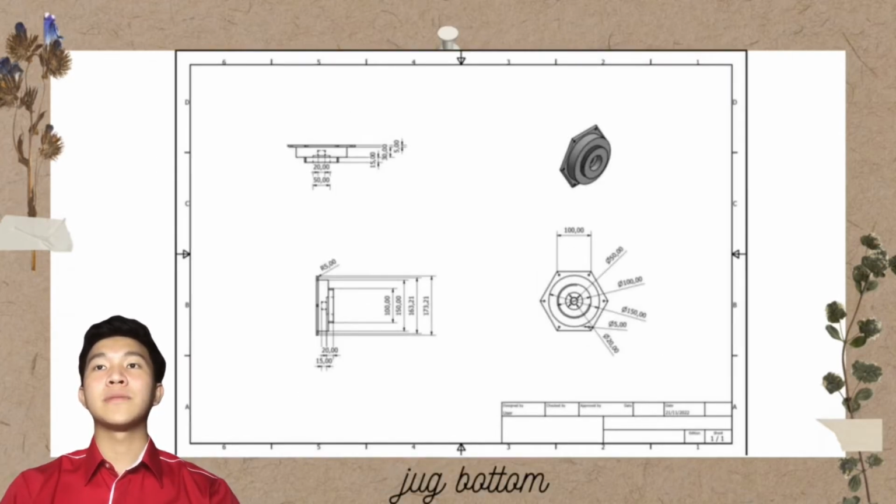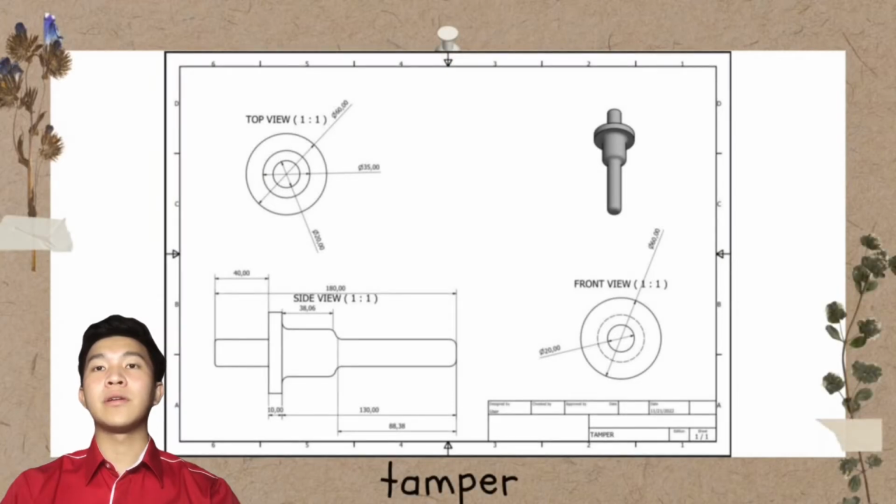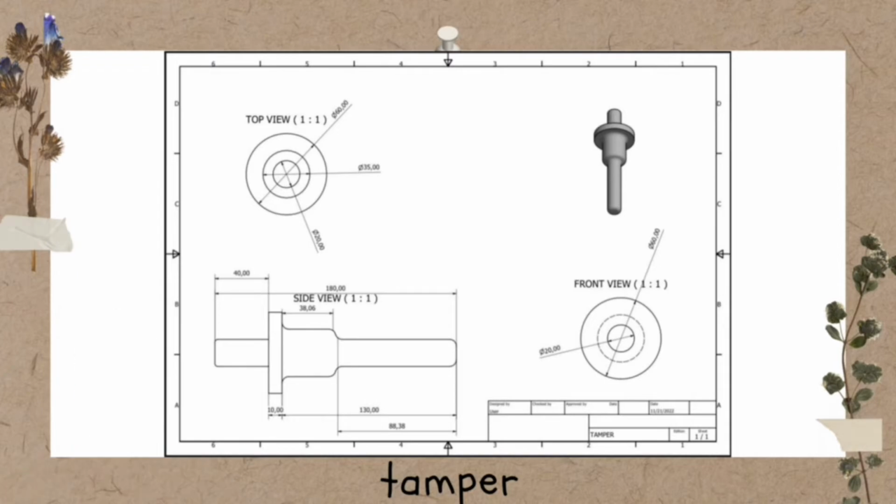Then, jug bottom. This jug bottom is to secure the blending assembly to the bottom of your blender jug. Lastly is the tamper. The tamper allows you to quickly step in and push ingredients down into the blending vortex to achieve the best consistency. That's all about my presentation. Thank you.